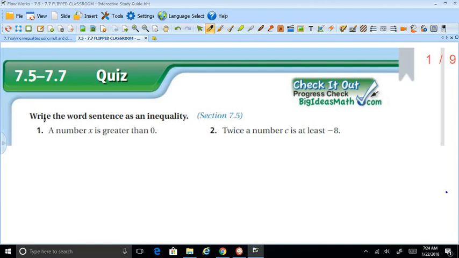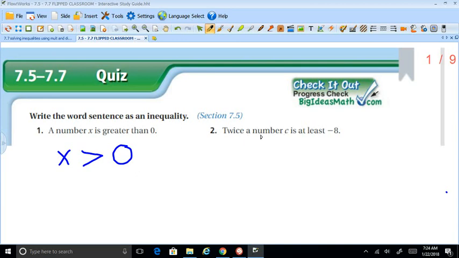Numbers 1 and 2 say write the word sentence as an inequality. So we're not solving it, we're just writing it as an inequality. A number x is greater than 0. So I'm going to use the variable x, greater than symbol, 0. It's really that simple.